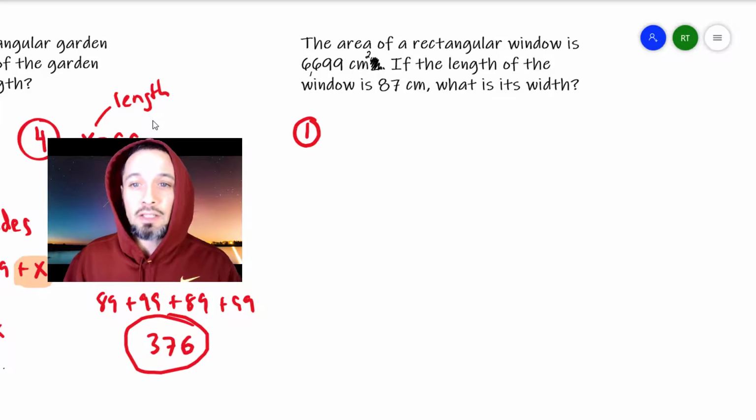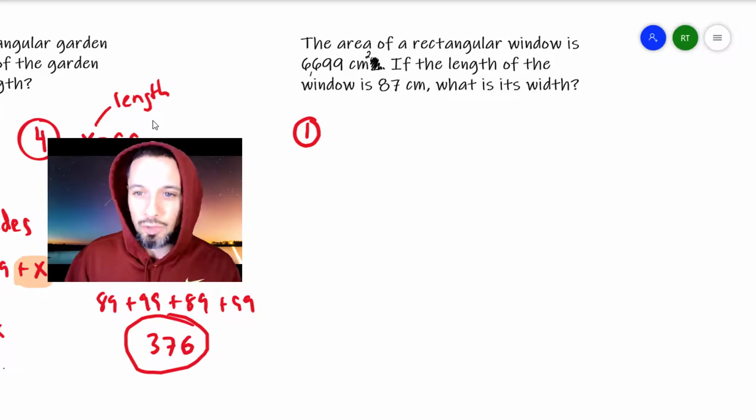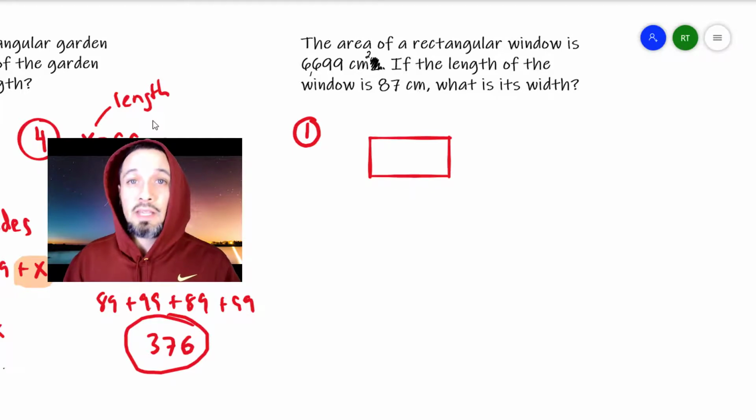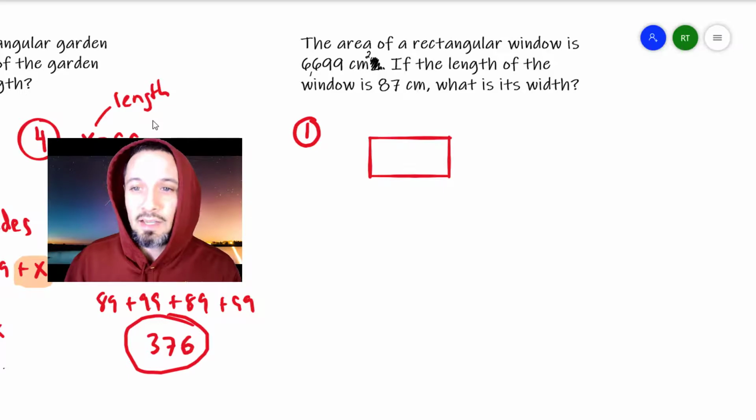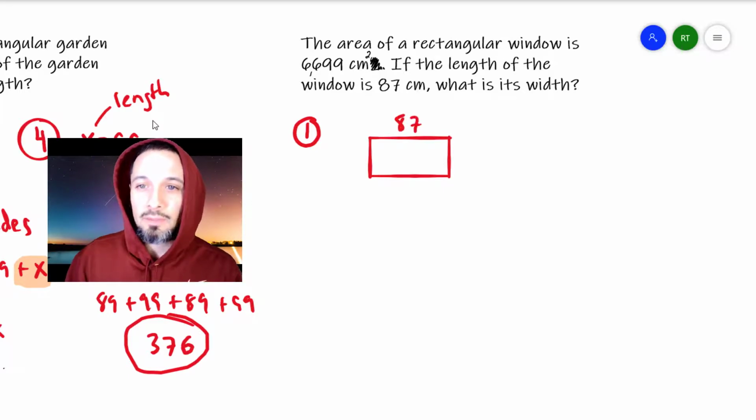So step one, take notes. It's similar to the last problem. I'm going to draw a sketch because we're talking about a rectangular window. I'm going to label the given information in my window. So it says the length of the window is 87. The longer side is always the length, so I'll put 87 there. And we also know that we're trying to find the width, so I'm just going to call the missing side x. The shorter part is the width.